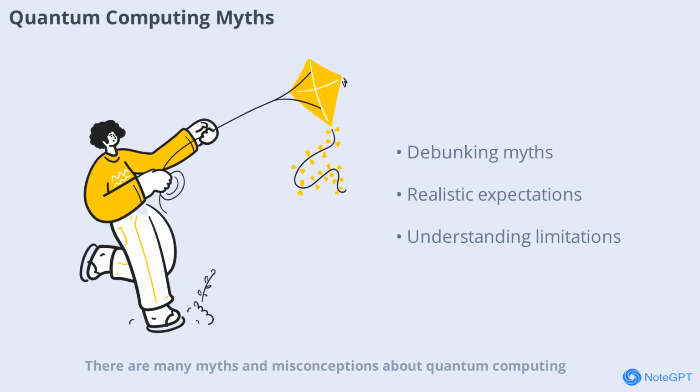There are many myths and misconceptions about quantum computing. Some people believe it will instantly solve all problems, while others think it's pure science fiction. The reality is more nuanced. Quantum computers are powerful, but they have limitations and are best suited for specific tasks. Understanding what quantum computing can and cannot do is essential for making informed decisions.